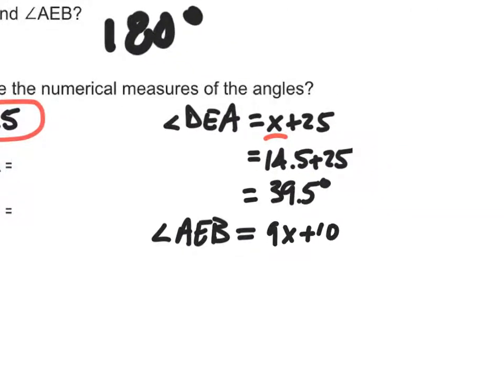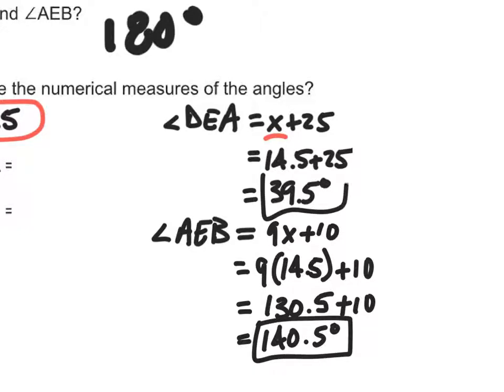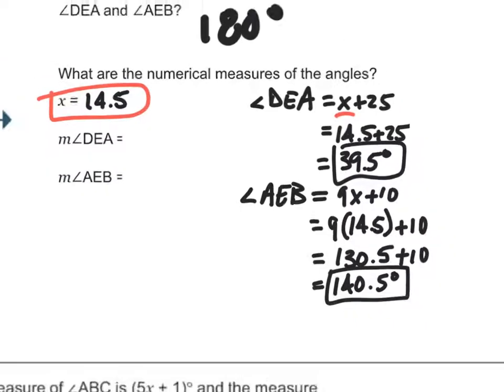I'm going to plug in 14.5. So I've got 9 times 14.5 and then plus 10. That's going to give me 130.5 plus 10, which gives me a value of 140.5 degrees. And so here's how you can check this.